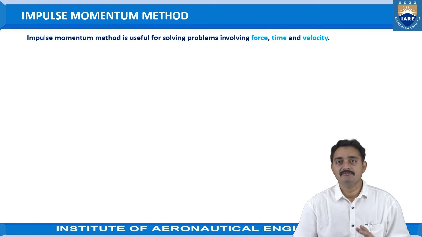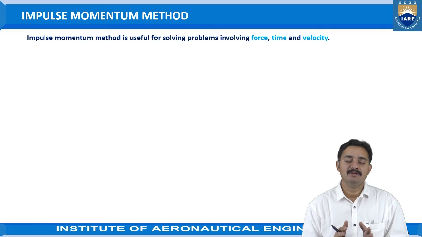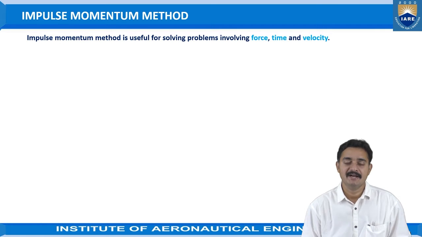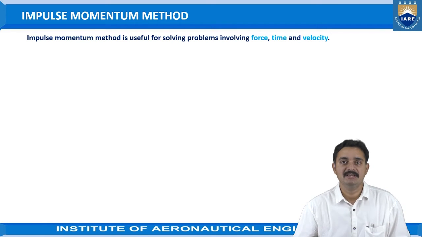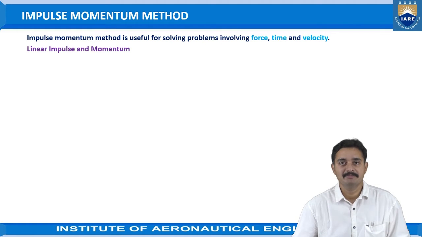And the momentum, we already have seen, it would be the product of mass and velocity. So how this impulse momentum equation would look like and how we will be identifying the equation for solving the problems, that we are going to see. First, let us find what the linear impulse and momentum equation would be.